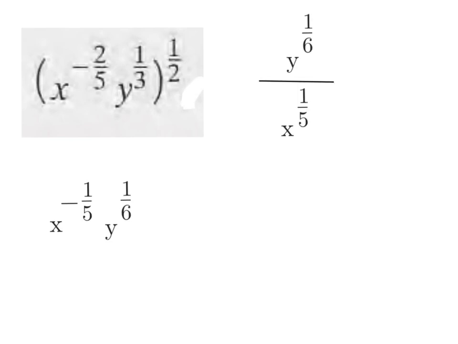So, now what's the problem? What does x to the 1/5 really mean? 5th root of x, which means I have what in the denominator? A radical in the denominator. That's bad. So we have to rationalize.